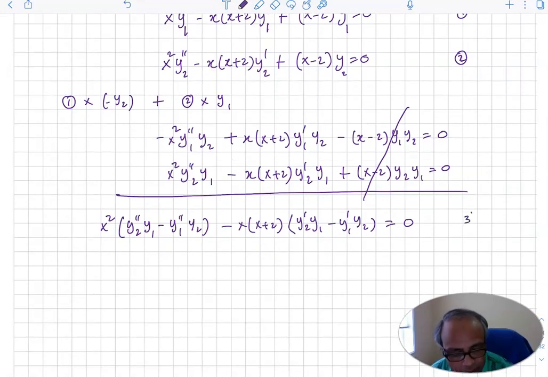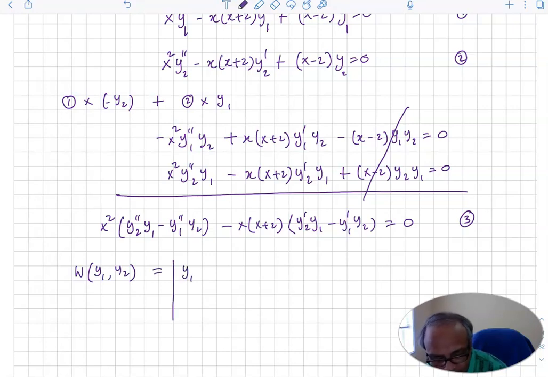Maybe you can call this equation 3 and leave it here and see what those coefficients of x squared and x times (x plus 2), like y double prime 2 y1 and so on, mean to us. So let's take a look at it. Now the Wronskian of y1 and y2 will just be the determinant. So you write in the first row y1 and y2, and in the second row y prime 1 and y prime 2. Okay.